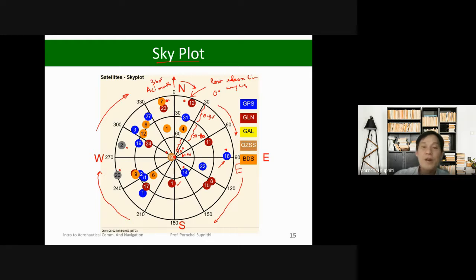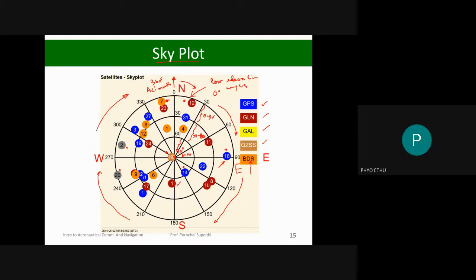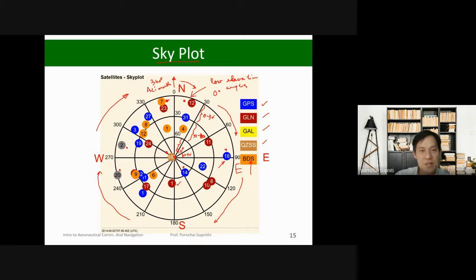And also, depending on the software, the colors typically may represent each system. Okay, so in here, how many Beidou satellites do we see? Beidou is BDS. 7. 7, right? Exactly, yes. And also, depending on the software, right?